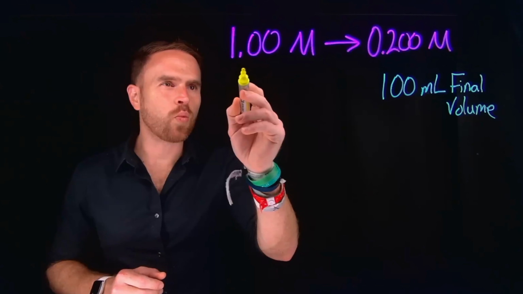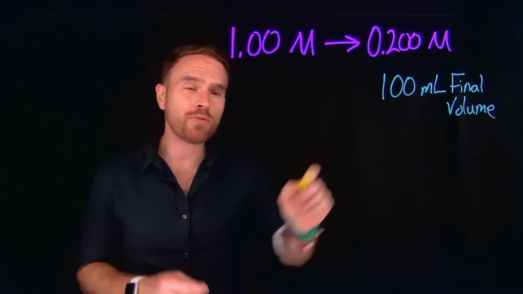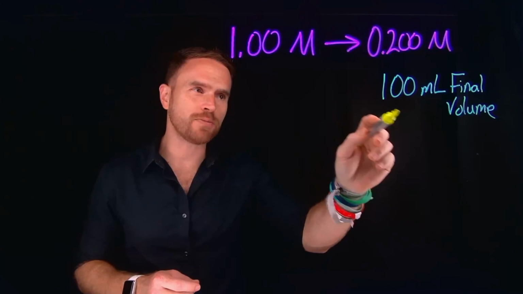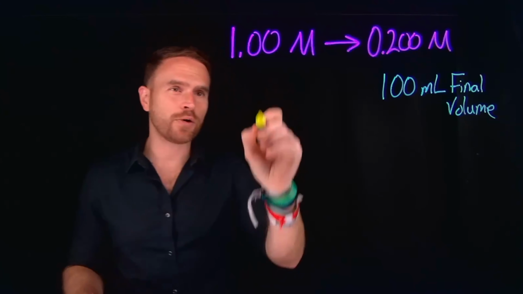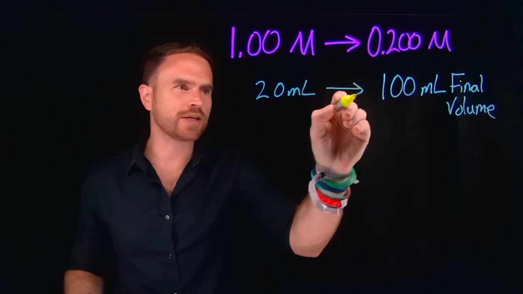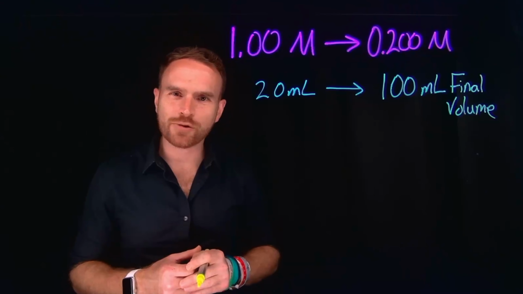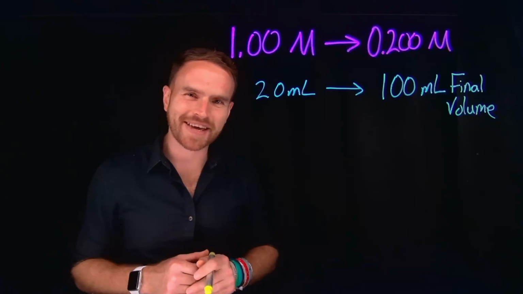If I had a 1 molar stock solution that I needed to make into a 0.2 molar solution with a final volume of 100 milliliters, I know that I would take 20 milliliters of my stock solution and dilute it to 100 milliliters to get this new concentration. And this is what's known as a dilution, and by the end of this video, you'll know exactly how to get this number as well.